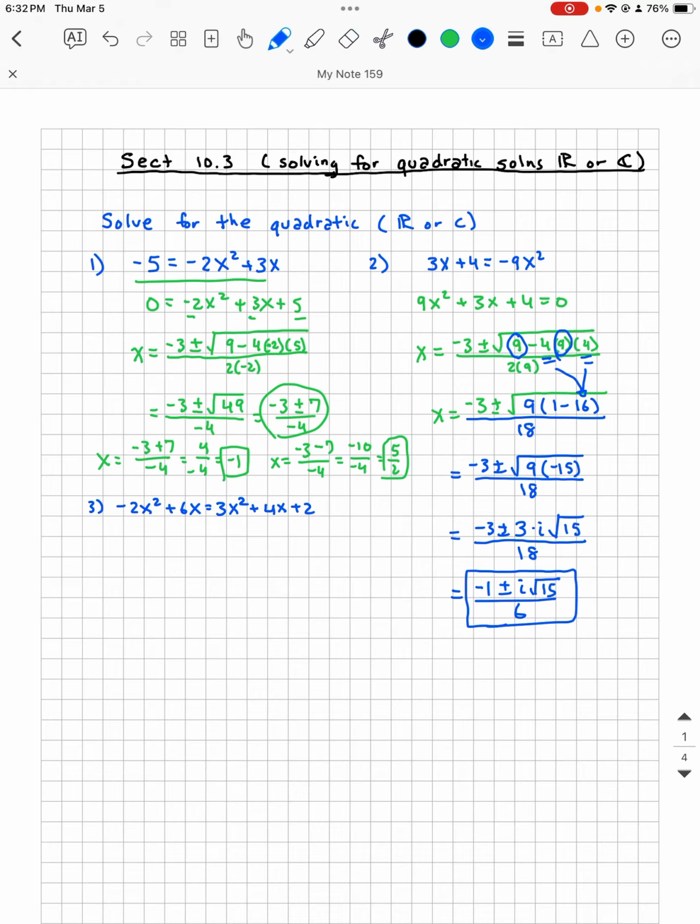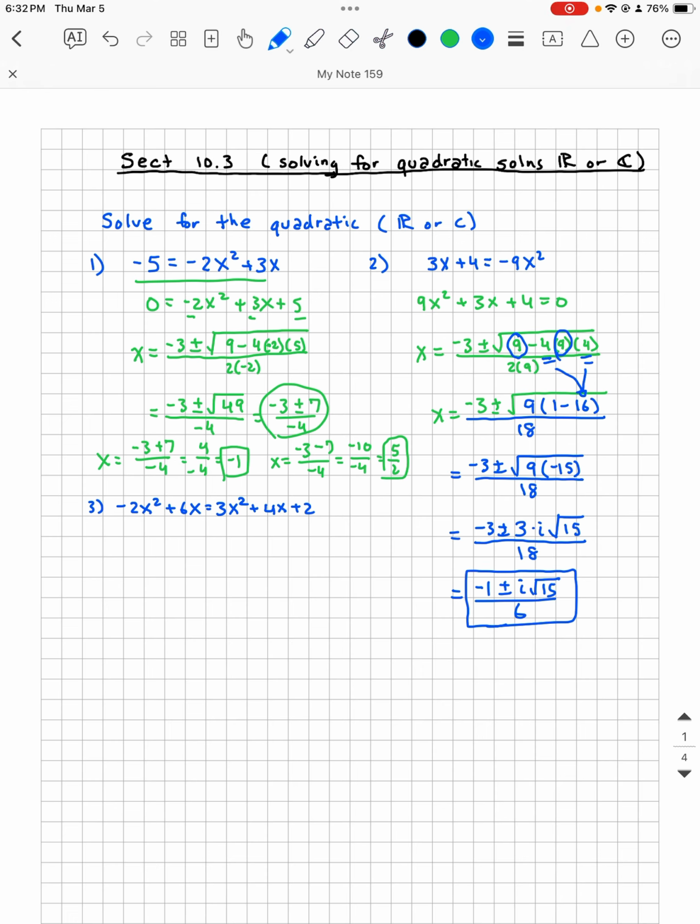For number 3, same thing. If you want to try this, pause the video and try it on your own, and afterwards we'll compare answers. But if not, I'll just assume that you tried it on your own and you've paused it, and I'm going to go straight into it now. Okay, let's move everything over to the right-hand side because I'm trying to keep everything positive if possible.